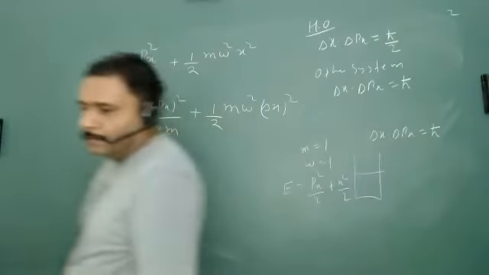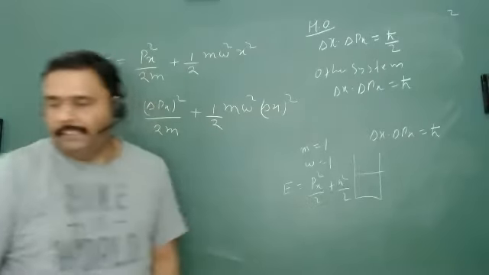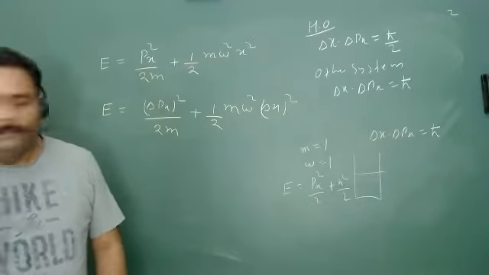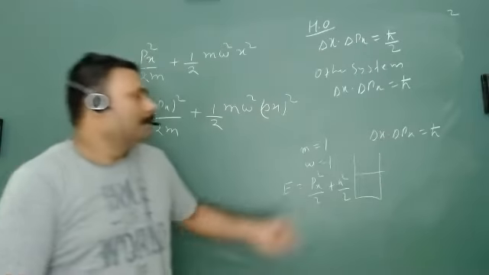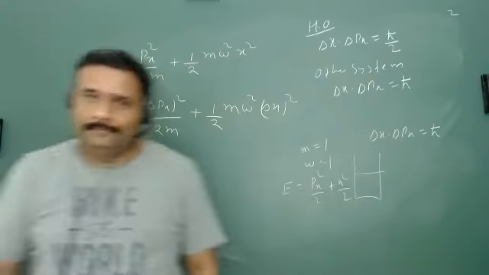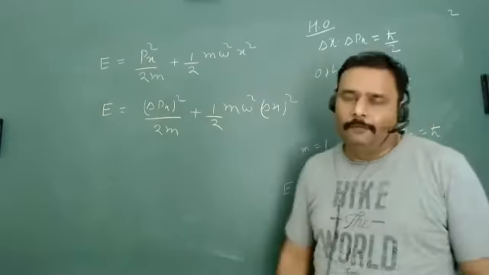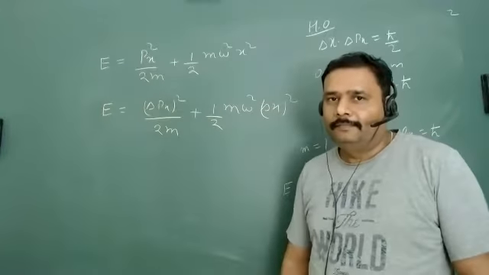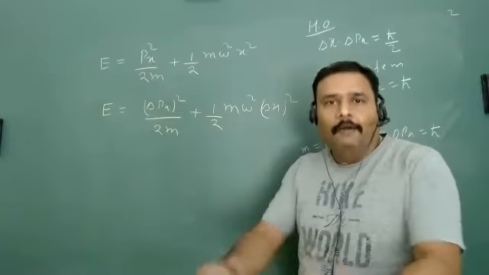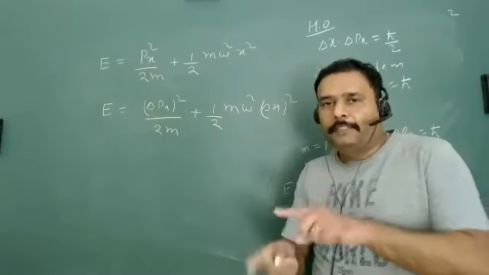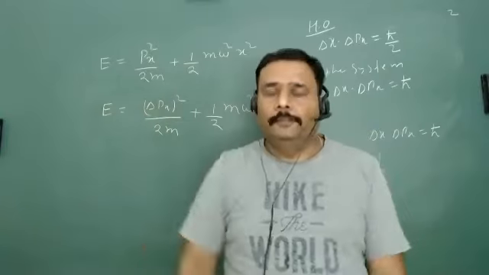Px square by 2, x square by 2, and they are perfectly symmetric. You can change x to p, p to x. If I say this is my kinetic energy and this is my potential energy, or I say this is my potential energy and this is my kinetic energy, you just change px by x. This is allowed. You can change px to x, x to px. They are symmetric, both variables moving together actually.